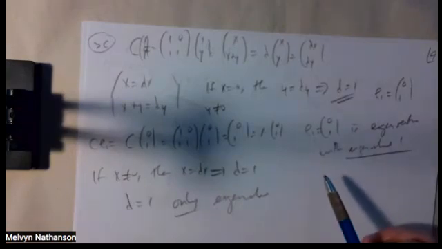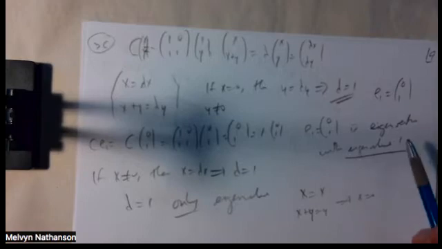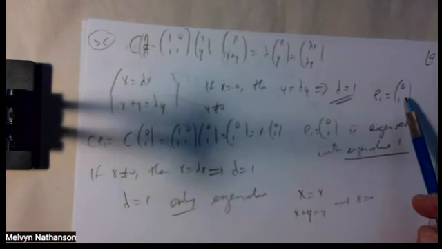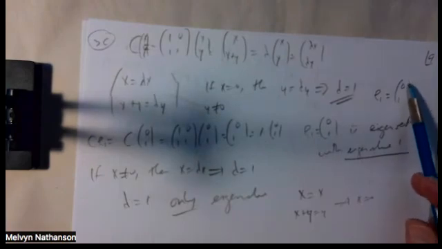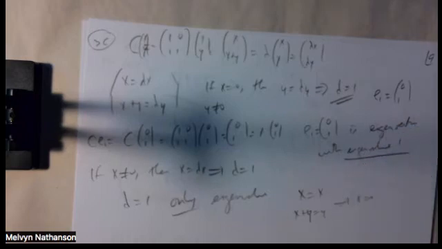And if lambda equals 1, from these equations, you get x equals x, x plus y equals y, so x has to be equal to 0. So in this case, the set of eigenvectors is one-dimensional. It's all vectors x times 0, 1. So there's only one eigenvalue, 1, and the corresponding eigenvector is 0, 1.